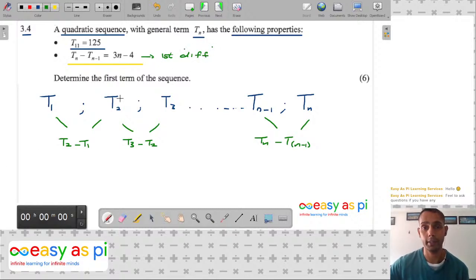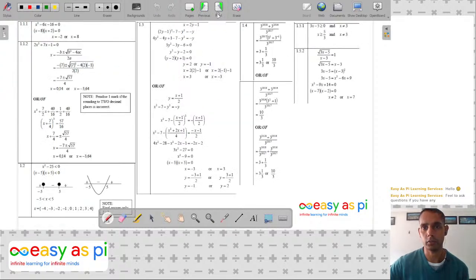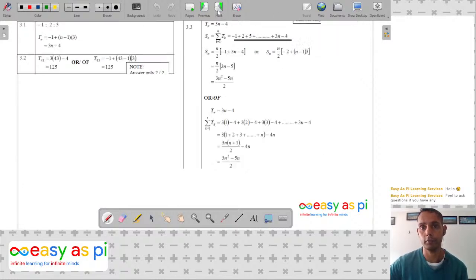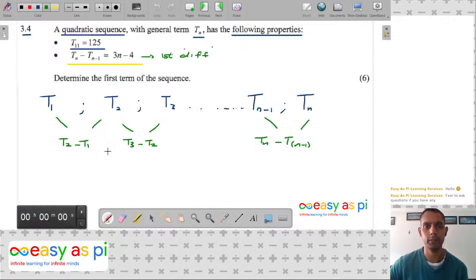Okay, they told me that that's the first difference. Now, of course, in the previous questions, we know that if n is equal to 1, it's minus 1 and then 2 and then 5. So we can populate that, because I know this is going to be minus 1, then 2, 5, etc. Now they told me that T11 is also 125, which is an important part of it.